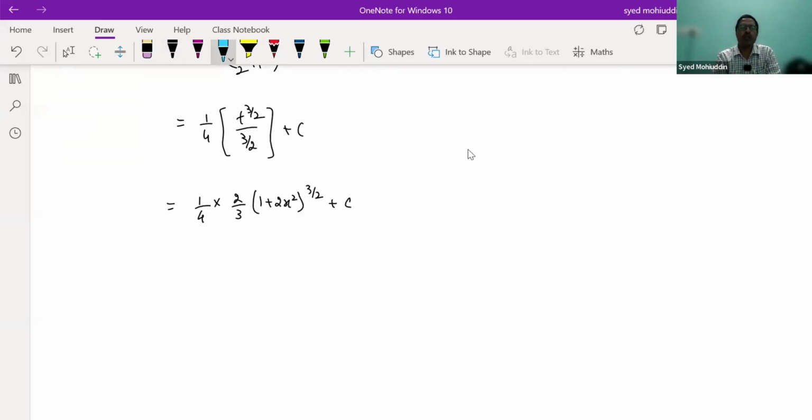You can cancel out over here. 2 ones are 2, 2 twos are 4. Or if we simplify, it is 1 by 3 times 2 will become 6 into 1 plus 2x square to the power of what? 3 by 2, plus the constant c. So that will be the required solution.